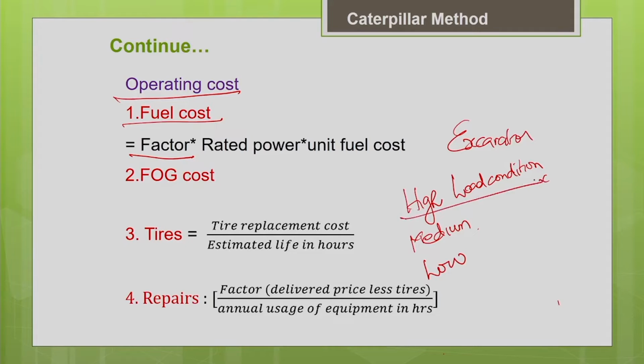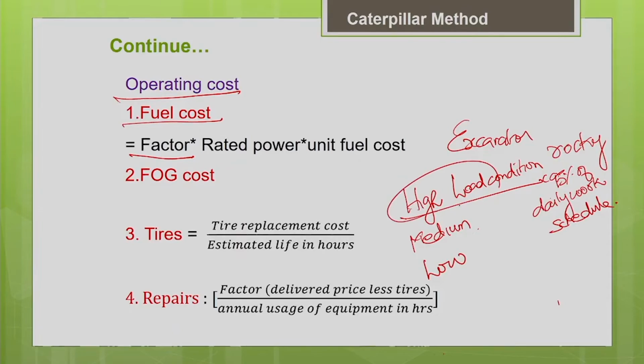For high load condition, it means your excavator, for example, is working in a rocky terrain. So the fuel consumption or the power consumption will be more in a tough condition. Similarly, the equipment is working for a longer duration, say it is digging at 95% of the daily work schedule. It means your fuel consumption is more. It is working for a longer duration, and since it is a rough terrain, it will be working at full power. That's why we call it high load condition.